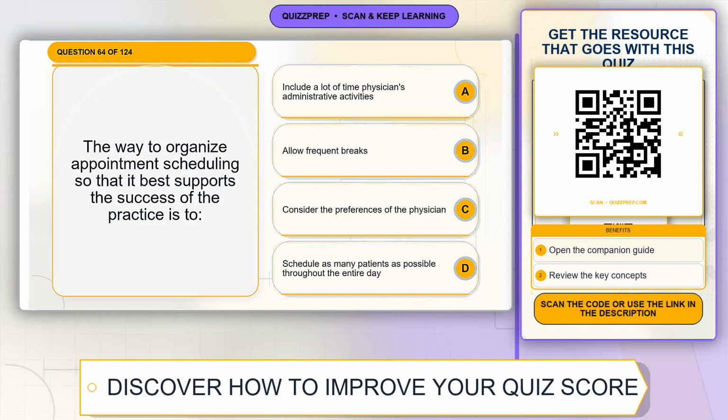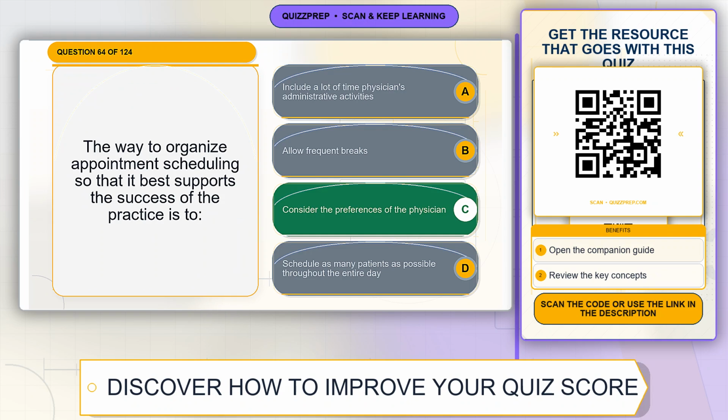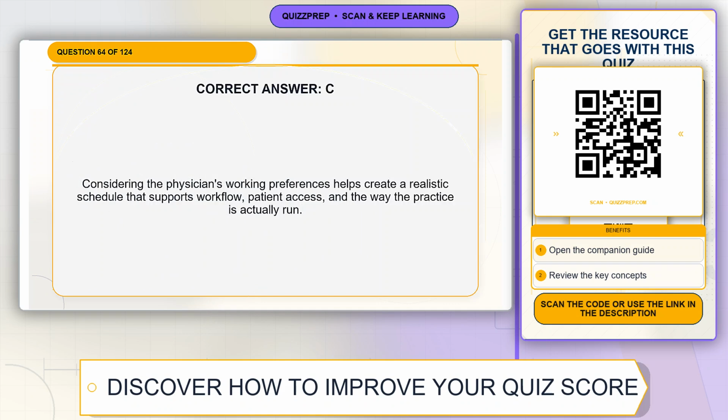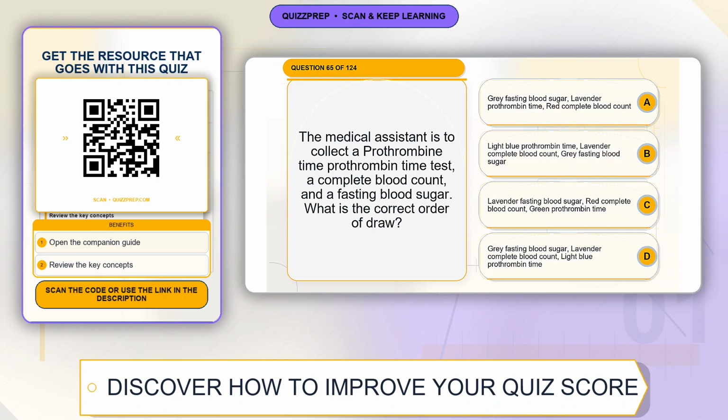Question 64. The way to organize appointment scheduling so that it best supports the success of the practice is to: Option A, include a lot of time for physician's administrative activities. Option B, allow frequent breaks. Option C, consider the preferences of the physician. Option D, schedule as many patients as possible throughout the entire day. The correct answer is option C, consider the preferences of the physician. Explanation. Considering the physician's working preferences helps create a realistic schedule that supports workflow, patient access, and the way the practice is actually run.